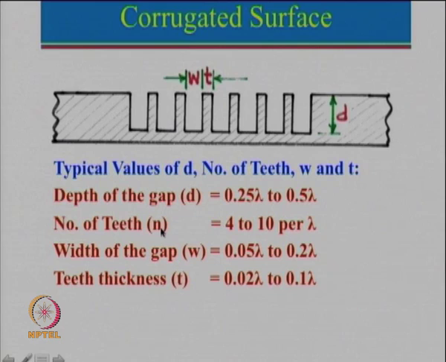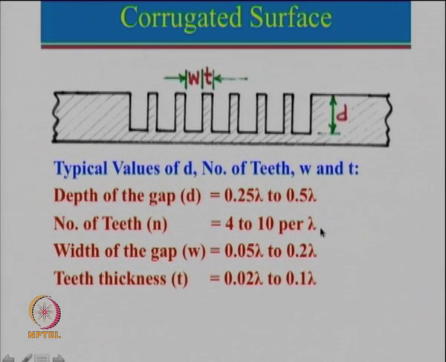Our recommendation is that there should be 4 to 10 teeth per wavelength. You need not take more than that, and definitely don't take less than that. Depending upon the application, you can choose between 4 and 10 per wavelength. Now you might wonder, that's a lot of variation, so I'll give you certain recommendations also. Depending upon the frequency of operation, you can choose these values. Suppose we are operating at, say, 30 gigahertz.